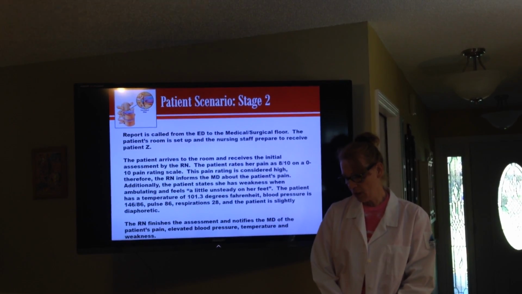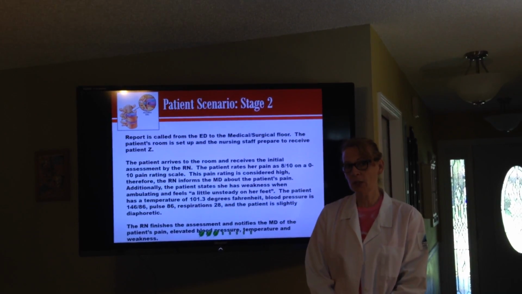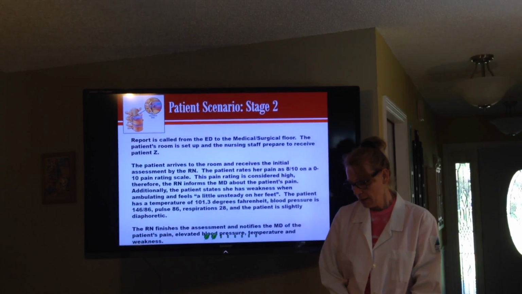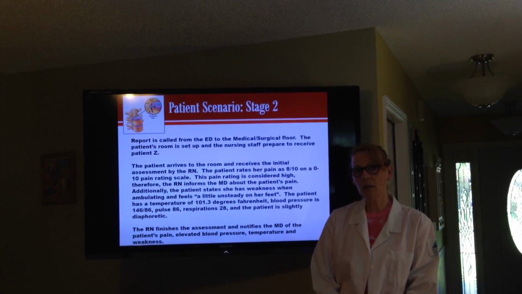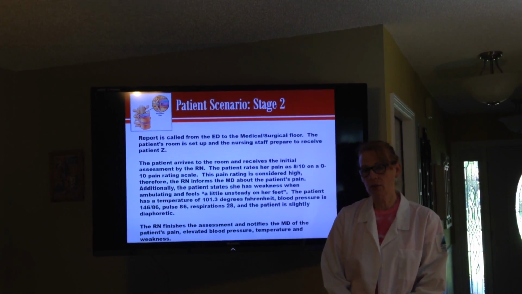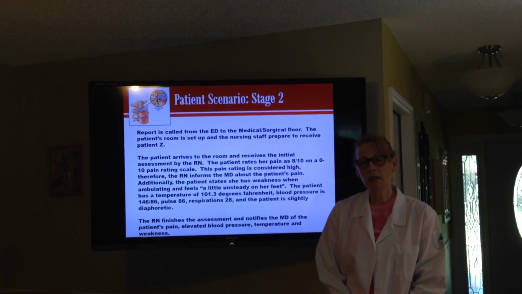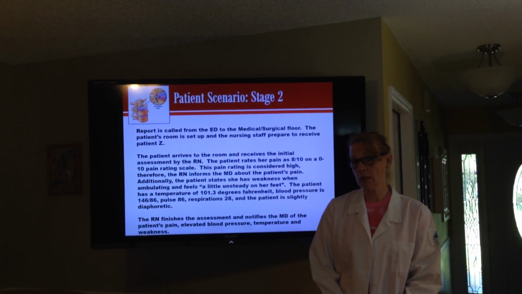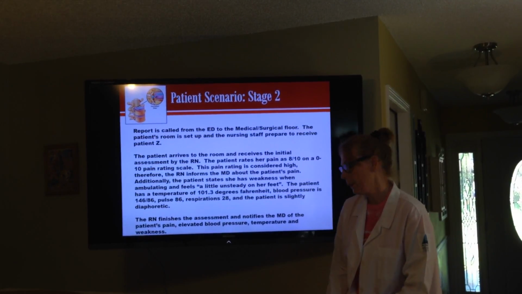The patient states she's having weakness when she's ambulating, she feels a little dizzy, so our patient's placed on fall precautions because we don't want our patient to fall and cause more injuries while she's hospitalized. The patient's blood pressure was normal. The patient's temperature was a little elevated, which could be an indication of inflammation, and the patient was slightly diaphoretic, so she was a little sweaty. The RN finishes the assessment, notifies the physician of the patient's condition, the blood pressure, the fact that she's feeling weak and dizzy, puts her on fall precautions, and goes to set about her care plan.